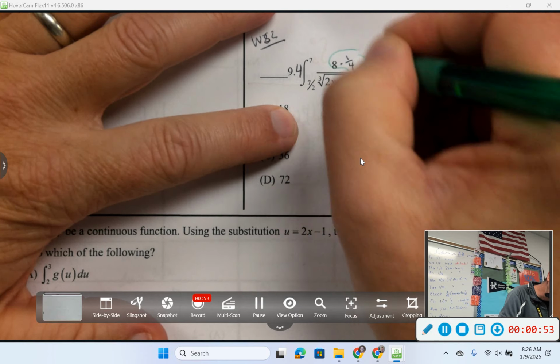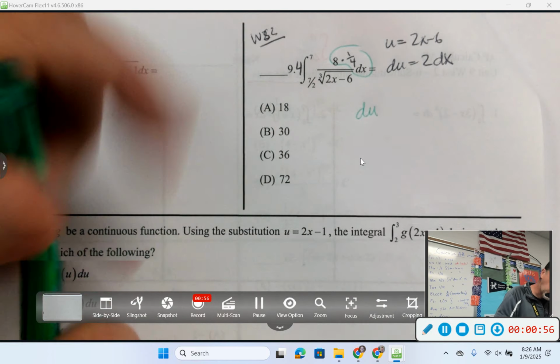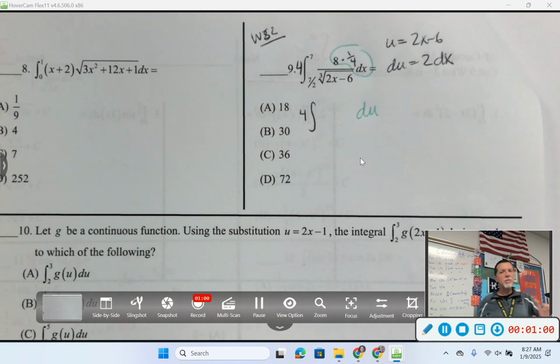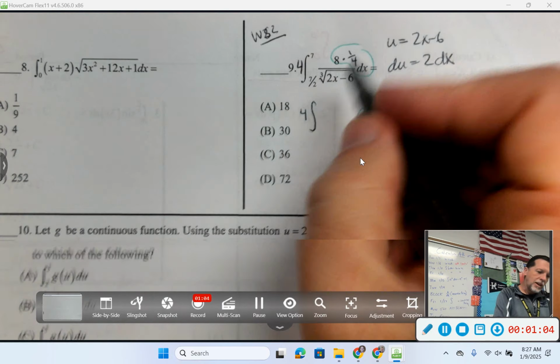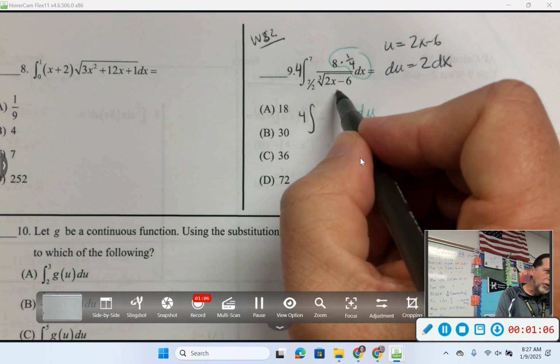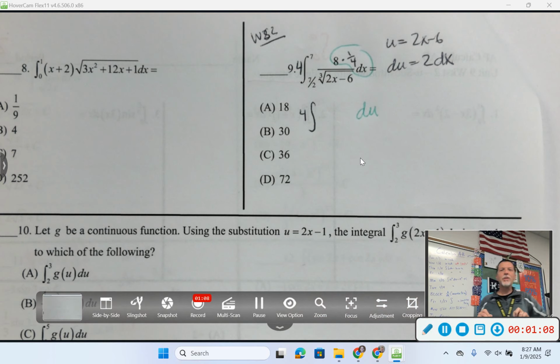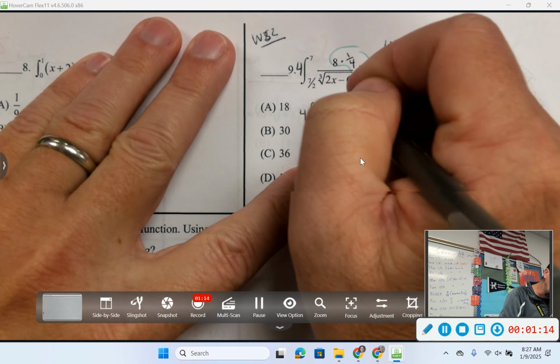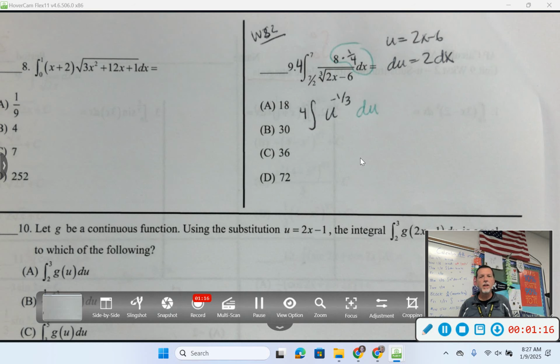So there's du. 4 on the outside. Leaving my limits alone because I know those are x limits and I need to change them to u limits. And then I've got a cube root in the bottom. I don't like cube roots. I don't like things in the denominator. So I would like to write that as u to the negative 1/3. All right, negative in the bottom, 1/3 is the cube root. Okay.